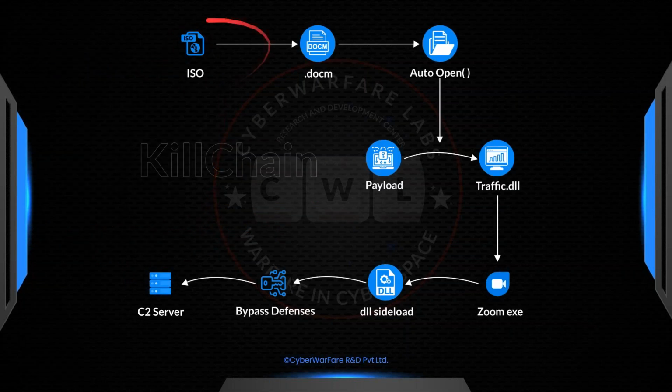Here is a basic kill chain. First we will have the ISO here, and the ISO will contain the macro document. Whenever the user clicks this document, it is going to auto open and download the traffic DLL from the payload server. This traffic DLL is the malicious DLL, and it is disguised as the legitimate DLL name, and it will be dropped into the Zoom application location.